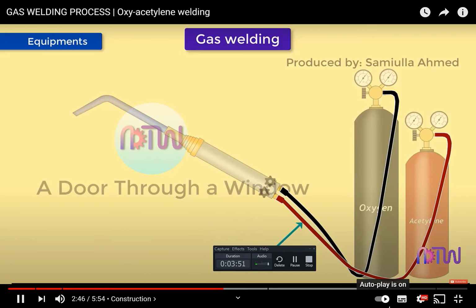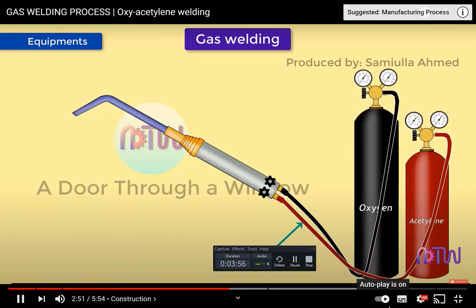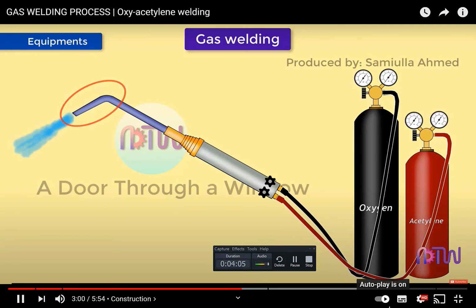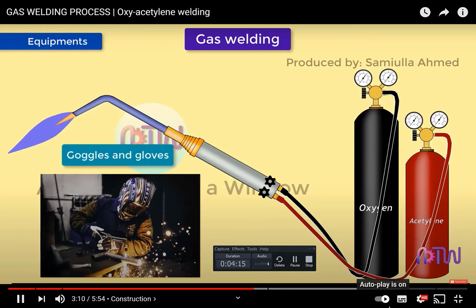Gas hoses. The gas hoses are used to transfer oxygen and fuel gas from the cylinder to the welding torch. These hoses are color-coded for easy identification. This color coding varies from country to country. Nozzle. The mixture of oxygen and acetylene comes out of this nozzle. The mixture of these gases comes out in pressure from the nozzle and then is ignited by the striker. Goggles and gloves. In gas welding, goggles and gloves are used for the safety of the operator who does welding. They are used to protect the hand and eyes of the welding operator from radiation and heat of the flame.